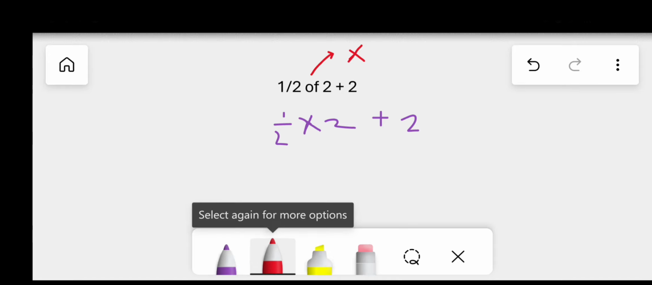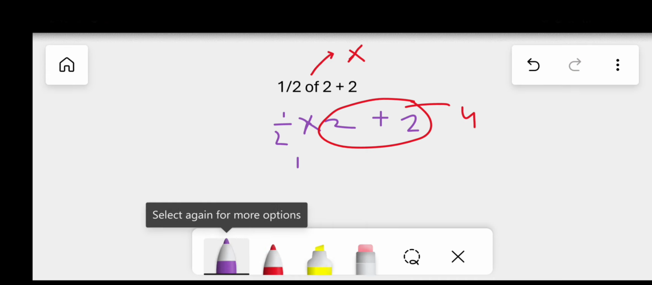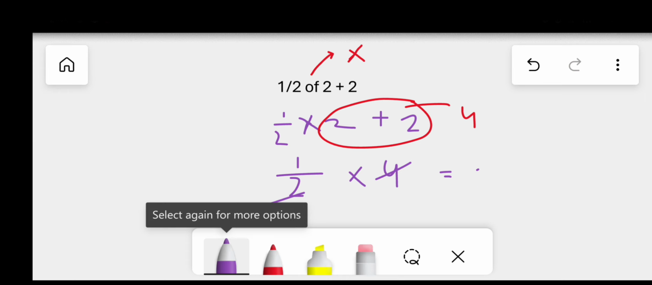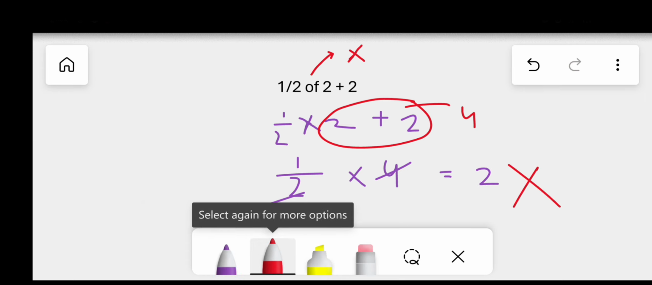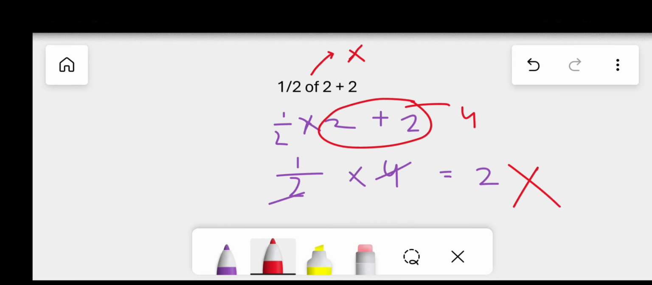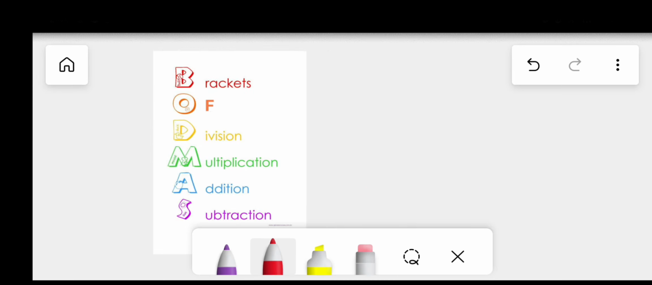So, in a normal person's perspective, we will add 2 plus 2, which will give us 4, and we will do half of 4, which comes out to be 2, which is completely wrong. If you are wondering why, what is wrong, let's first understand the concept of the BODMAS rule, then we will come back to this question.